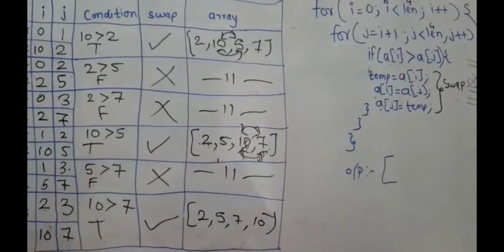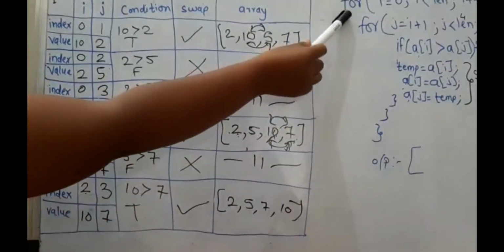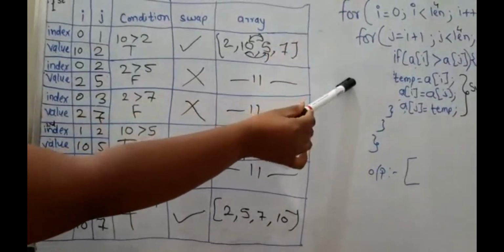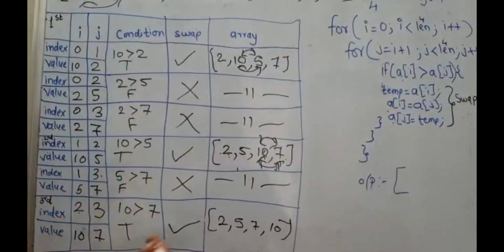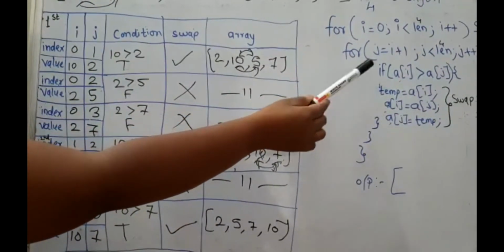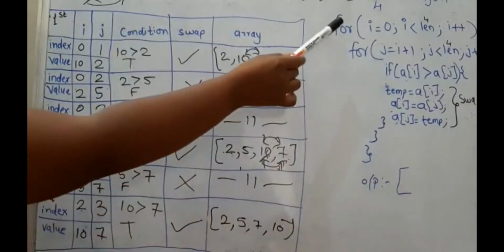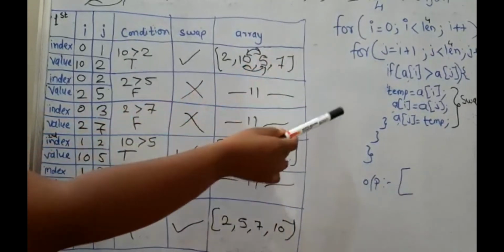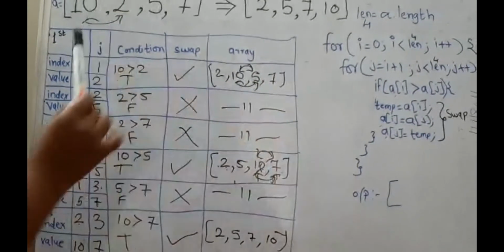Now the index of i gets incremented, that is 3. So yes, 3 is less than 4, so it enters the inner block. But j's value is 3 plus 1, that is 4, and 4 is not less than 4. So it exits from the inner for loop. And the i value gets incremented, which is 4, and 4 is not less than 4. So it exits from the outer for loop.